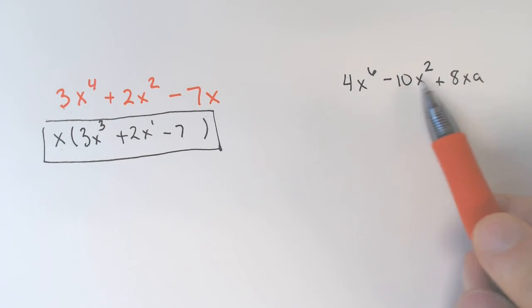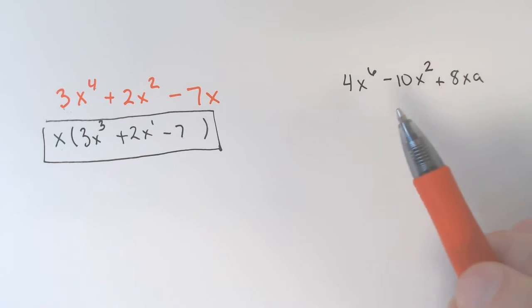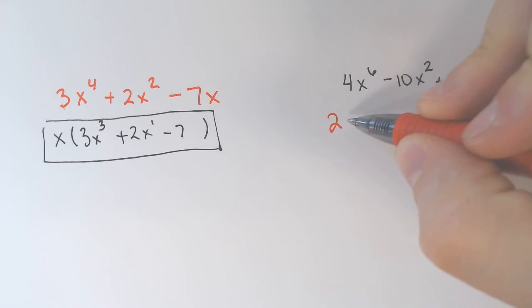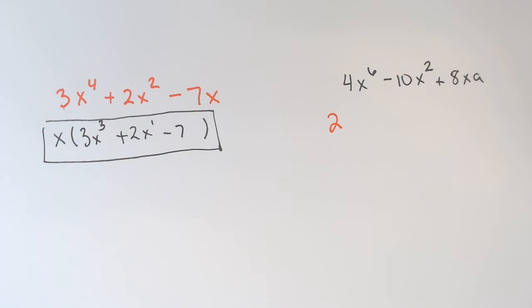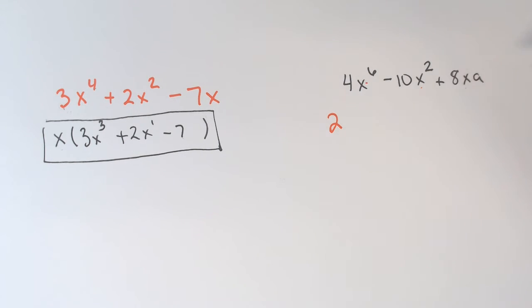First off, I can't divide everything by 4, nor by 8, or by 10, but I can realize these are all even, and I can divide them all by 2. Not only can I divide them all by 2, but I have an x in all three terms. And I'm even going to upgrade it. I'm going to make this one an x squared, because we haven't factored out an x squared yet.